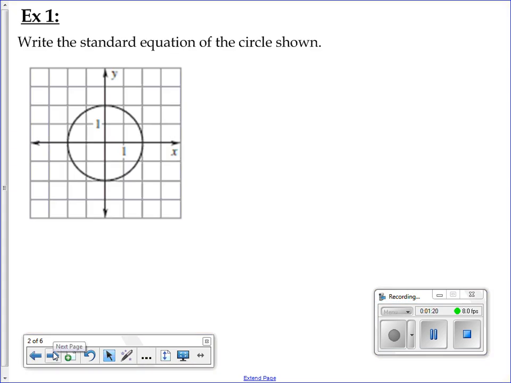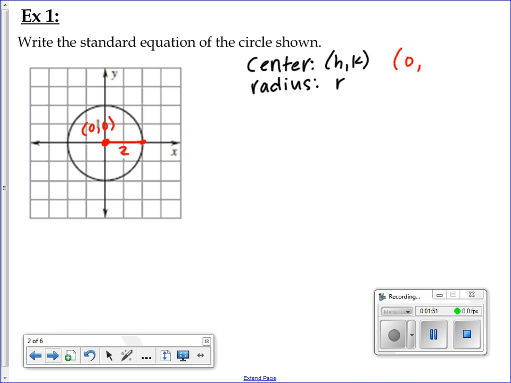So for example 1, we're going to write the standard equation of a circle shown. We need to know two things. We need to know the center, because that's our H, K, and then we need to know the radius, which is our R. Looking at this picture, you can count it out, but you can tell that the center is right here at the origin, which would end up being 0, 0. And the radius, if I go straight across, is going to be a length of 2. So our center is 0, 0.